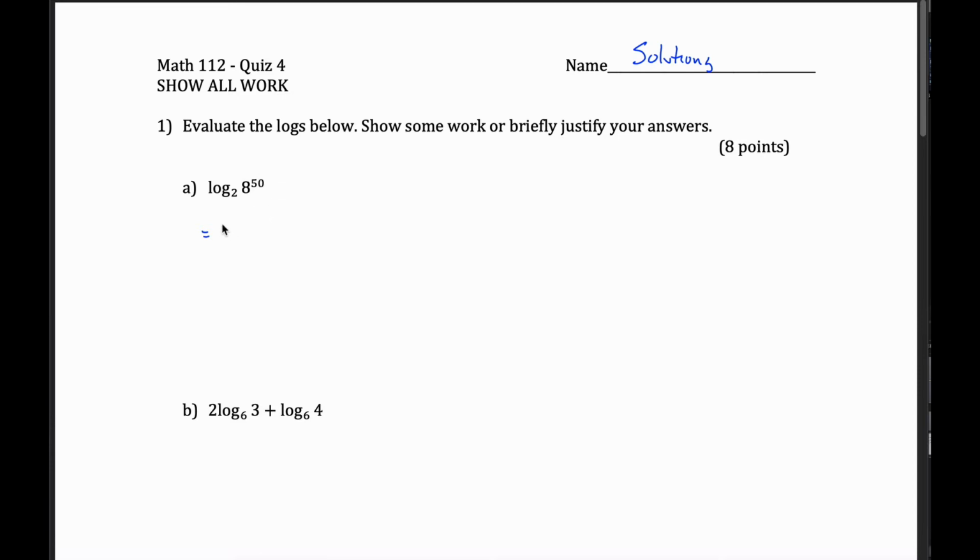We can use our third log rule to bring this 50 down in front, and then it's just 50 times the log base 2 of 8. And the log base 2 of 8 is just asking you the question, what power do you got to raise 2 up to make it equal to 8? And the answer to that is 3. So we get 50 times 3. In other words, 150 is the log base 2 of 8 to the 50th power.